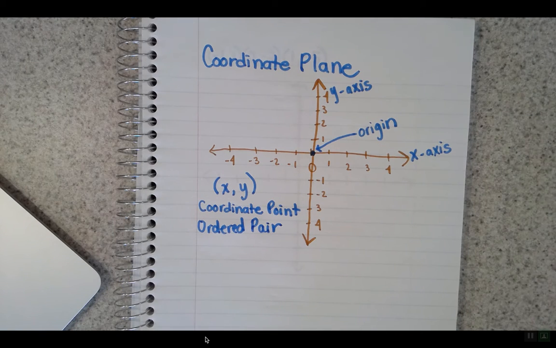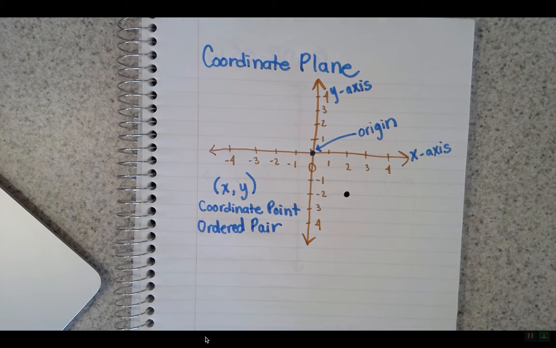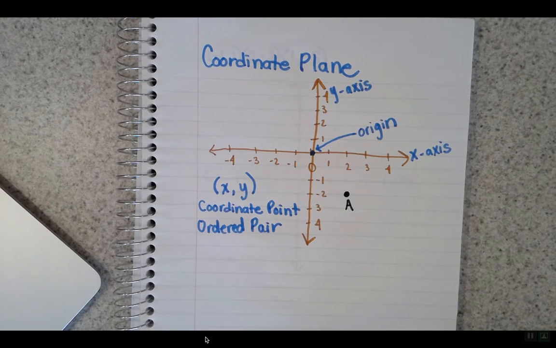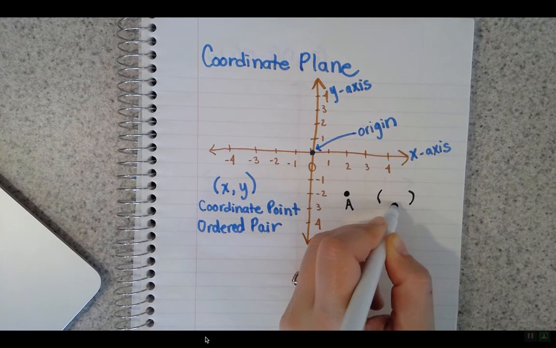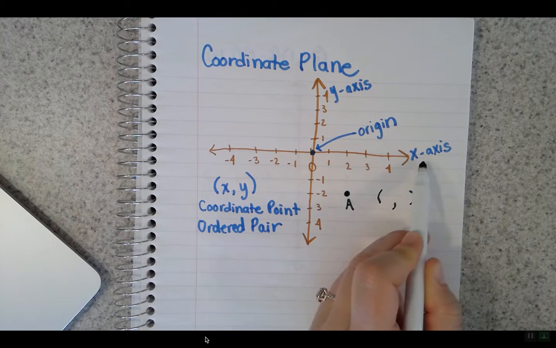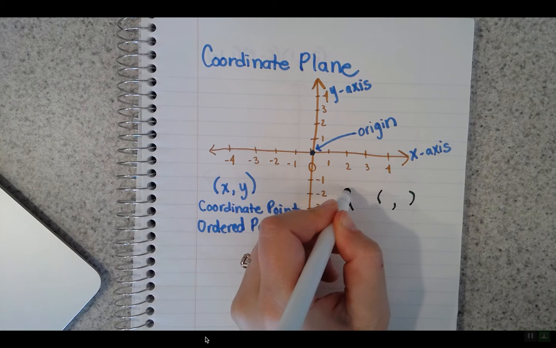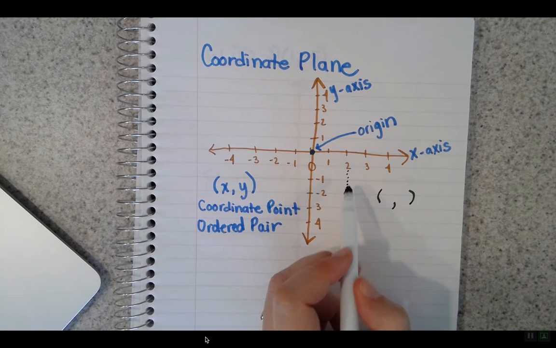So let's say I'm plotting a point right here on my graph. Let's call this point A. Now, if I were to describe where A is located, I best describe that point with an ordered pair. The first number in the ordered pair is always the x coordinate. So you look along your x-axis to see where A is located. Well, if I kind of go up here, A is located at +2 on my x-axis.